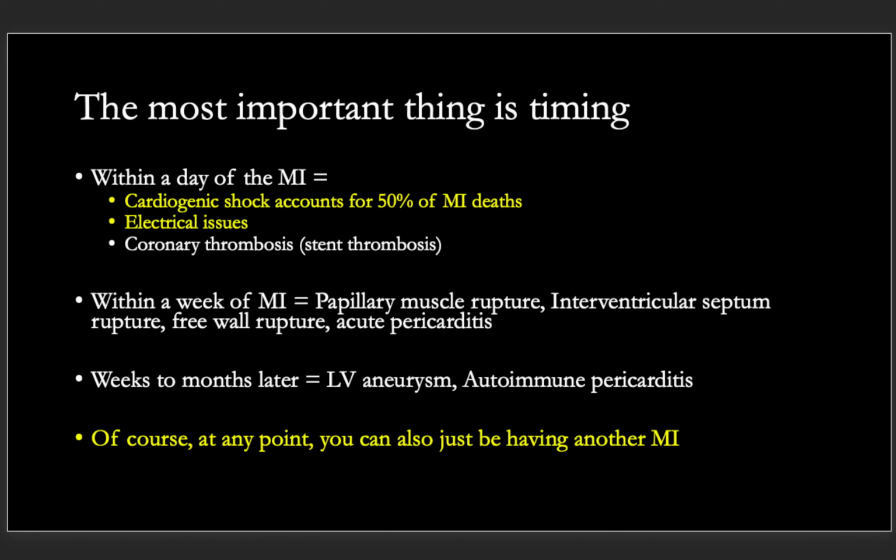So if they have some sort of complication within a day of their heart attack, you're thinking about shock and you're thinking about electrical issues. You can also have a stent thrombosis, although typically they'll make it very clear when that's the case. So the meat of what we'll be doing is if you have someone within a week of their MI, that's when you're looking at either a papillary muscle rupture, an interventricular septum rupture, a free wall rupture, or maybe acute pericarditis. If it's been weeks to months since their heart attack, I can almost guarantee you the question will be about a left ventricle aneurysm. Of course, at any point, you can just be having another heart attack.